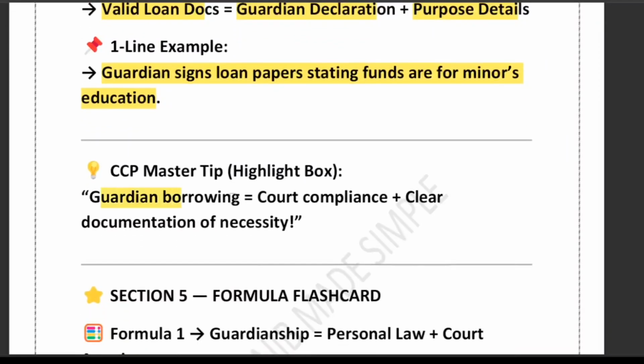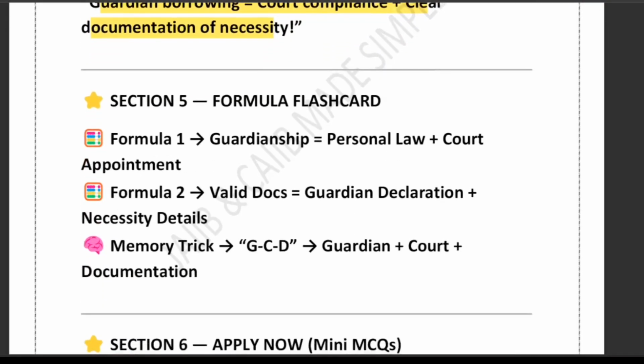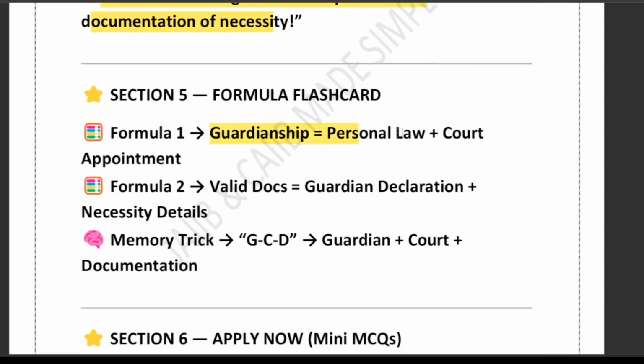Guardian borrowing includes court compliance plus clear documentation of necessities. Right. So the formula or rule is very simple. Guardianship includes two things: personal law plus court appointment. And valid documents include guardian declaration plus necessity detail.